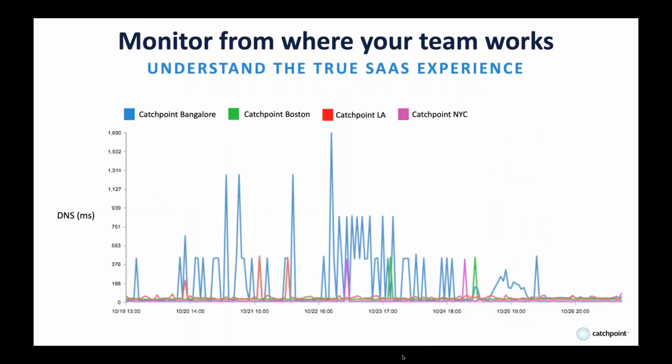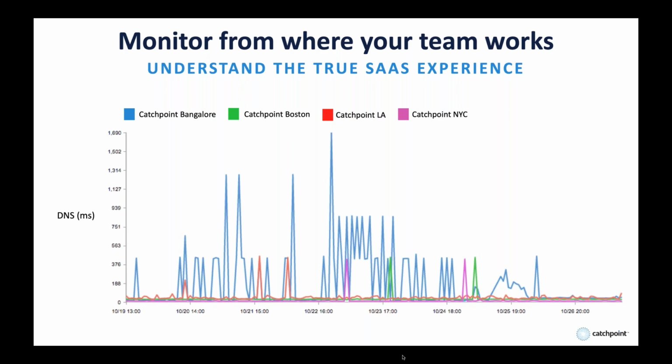So we deployed Catchpoint devices in every one of our offices from a synthetic perspective, in our offices in Bangalore, Boston, Los Angeles, and New York. And we're literally measuring the performance of each one of the SaaS applications we rely on. Without them, we would come to a complete stop. And as you can see here, this particular example is just one of the SaaS providers we use, which is a CRM solution. DNS performance is just horrible from India.